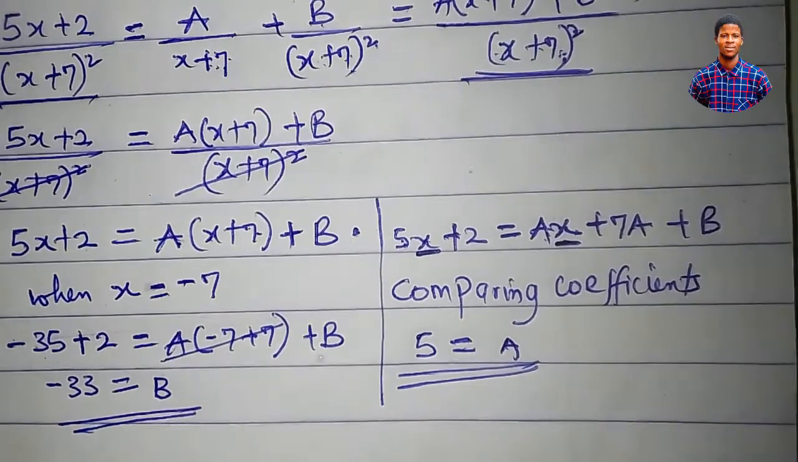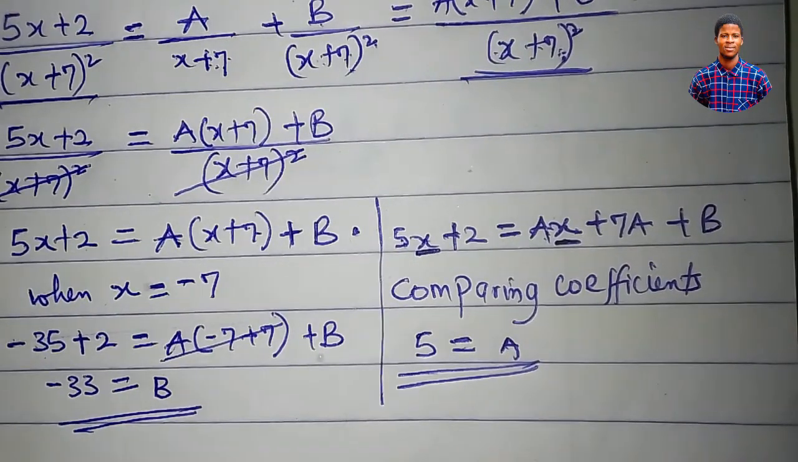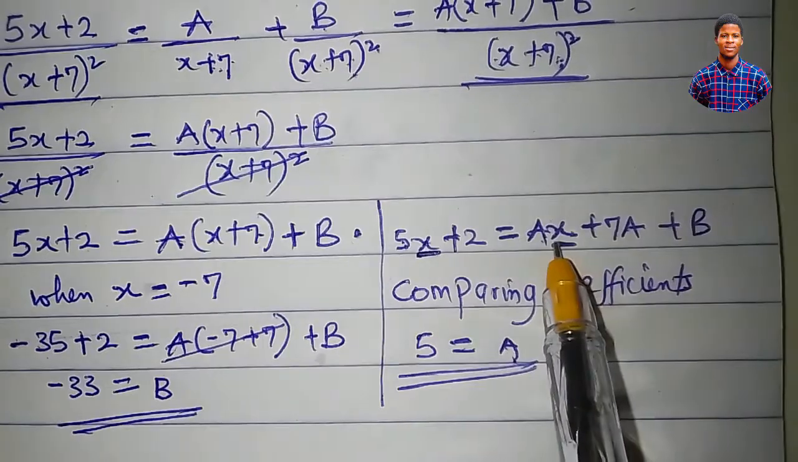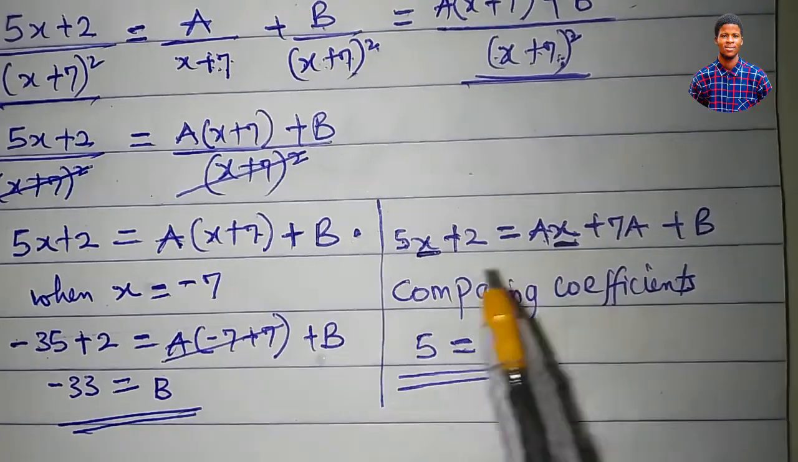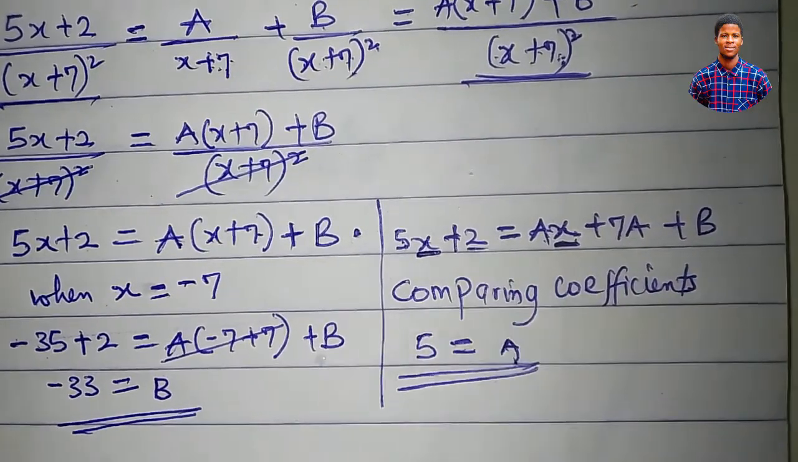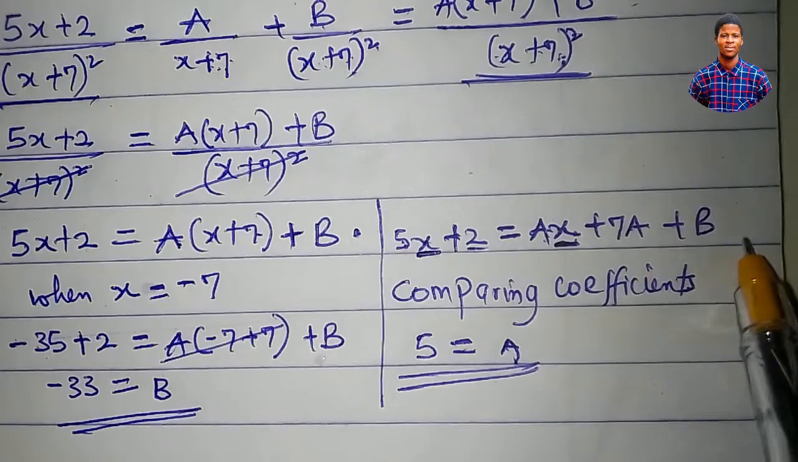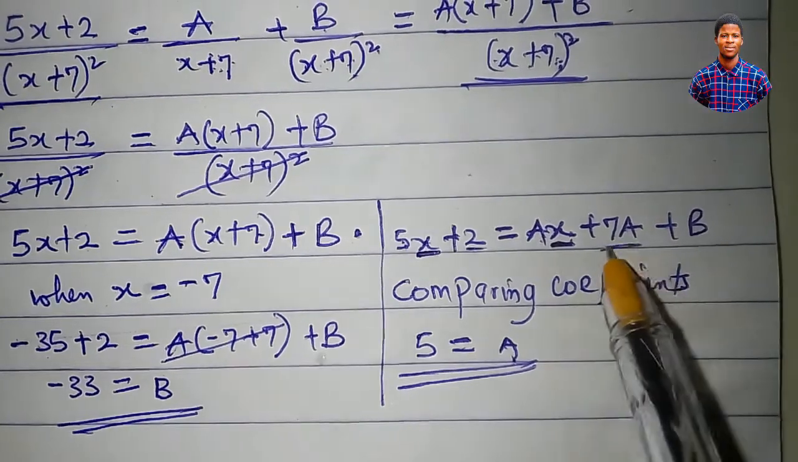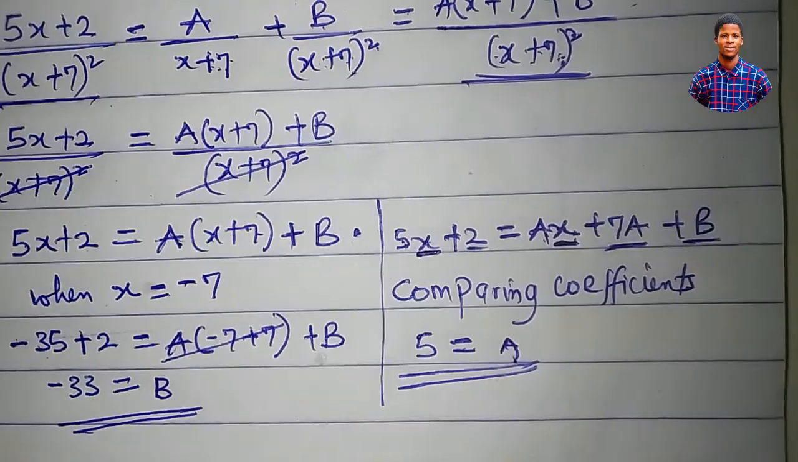Now, let me go further to show you something. We just compared the coefficient of x. Now, let's compare the constant. 2 here is a constant, right? Do I have a constant at the right-hand side? Yes. 7a and b, they are constants.